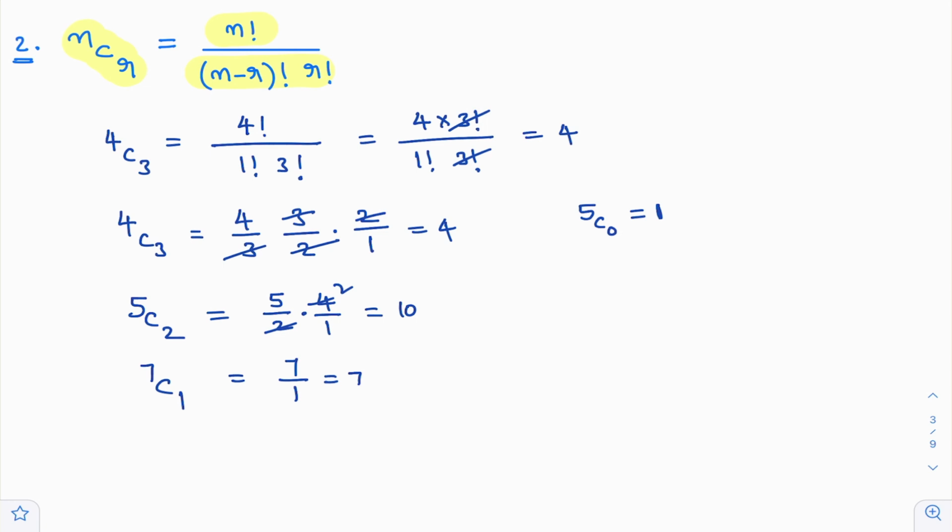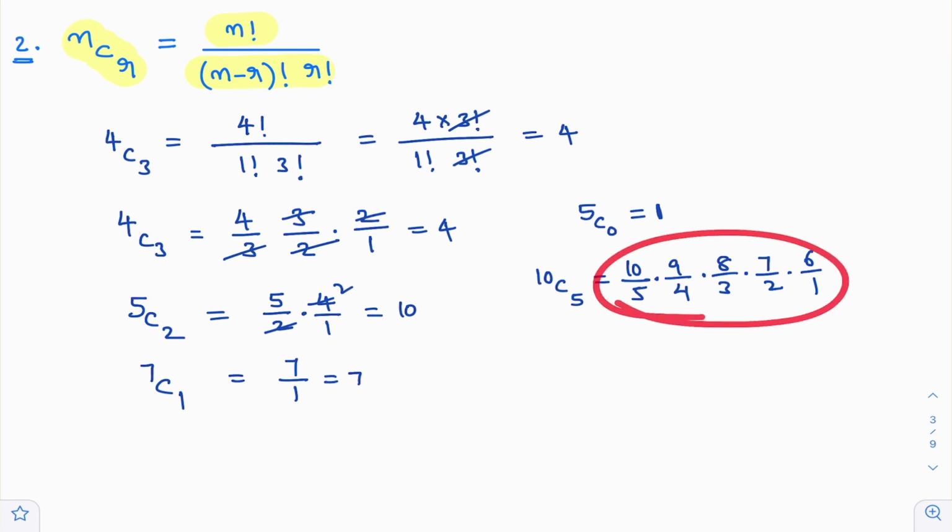Now I just want to confirm that you all understand how to calculate nCr easily. Suppose 10C5 is there. You can write it like this: 10C5 is 10 by 5 into 9 by 4 into 8 by 3 into 7 by 2 into 6 by 1. You just simplify this part and we get the 10C5 value. This is an easy method. I believe that. What do you say?